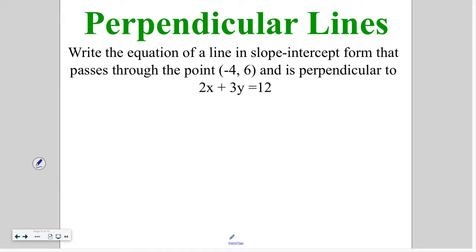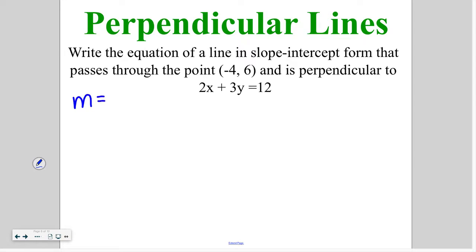The other thing that we're looking to find today is perpendicular lines. So we've got writing the equation in slope-intercept form for the line that passes through the point -4, 6 and is perpendicular to 2x plus 3y is equal to 12. Right now this equation is in standard form. We could rearrange it to slope-intercept form to find that slope value, but there is a shortcut. There is a shortcut if you're in standard form and you want to pick out the slope.